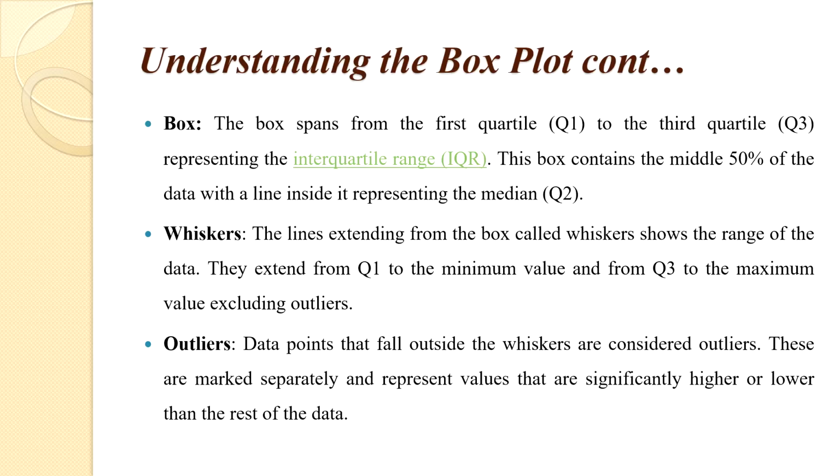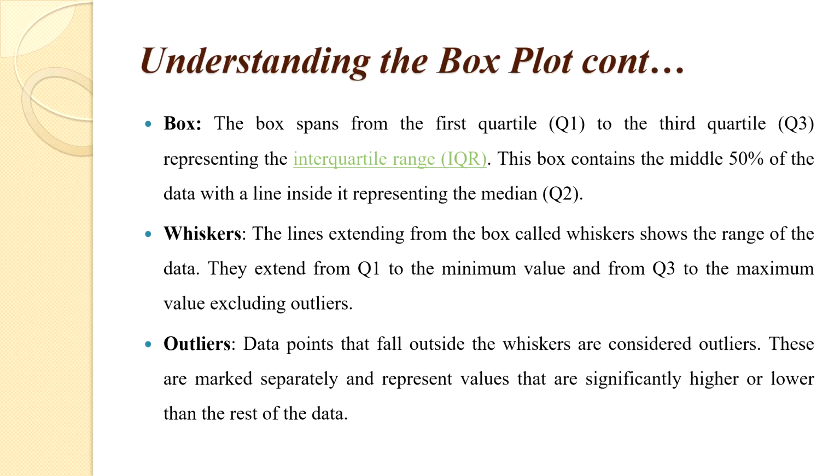In the previous diagram, we saw the words whiskers, outliers and the box. What does the box represent? The box spans from the first quartile to the third quartile, that is, the IQR range is represented in the box. This box contains the middle 50% of the data, with the line inside it representing the median, Q2. Then whiskers: the lines extending from the box are called whiskers. They show the range of the data. They extend from Q1 to the minimum value and from Q3 to the maximum value, excluding the outliers. So these two lines denote the whiskers.